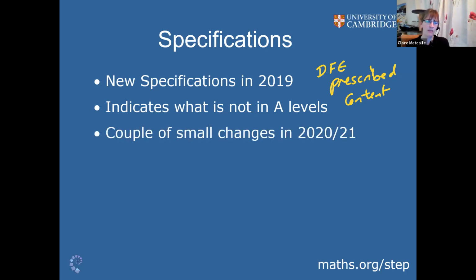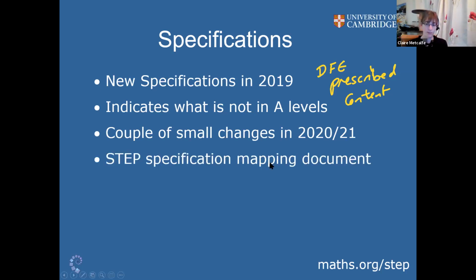There were some very small changes in 2020, and there will be a very small change this year. The very small change is that I think the formula for the exponential is going to appear twice. So the formula e to the x equals 1 plus x plus x squared over 2 factorial is going to appear both in pure maths and in probability. So very, very, very small changes. Another reason for that is we don't want to change things whilst all sorts of other changes are going on.